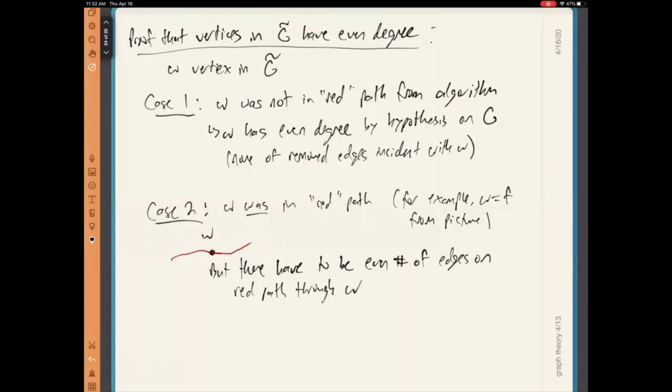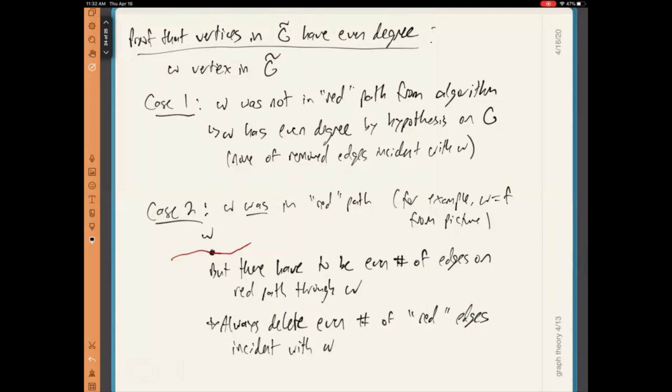Even if W was the starting point A, right? Even if W was A, when the path travels through W, there's still always an even number of edges that have to be crossing through W. And so therefore, when we delete those edges, we always delete an even number of the red edges incident with W.